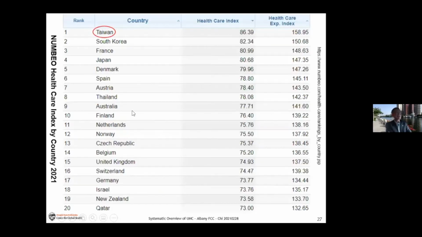And this came out just January this year, the latest. It is from an independent organization using a very comprehensive indicator to measure 2 dimensions, general health care and healthcare expenditure. For the general healthcare, I think the total is 100 points. For the healthcare expenditure, the total is 200 points. And Taiwan ranked number 1 in both dimensions, having the highest. And I think the US ranked about number 30. So here I have only the top 20.